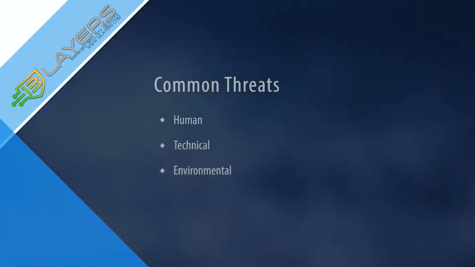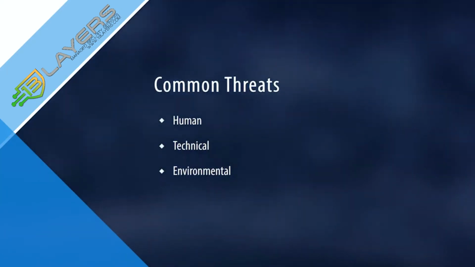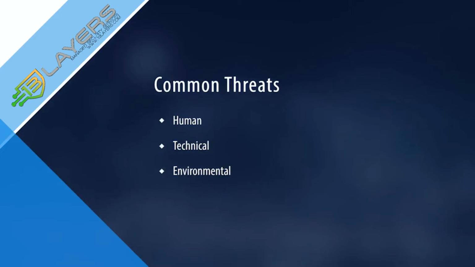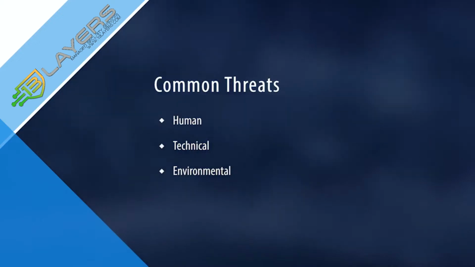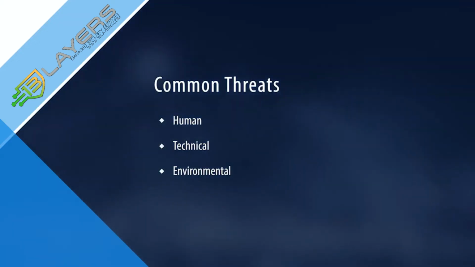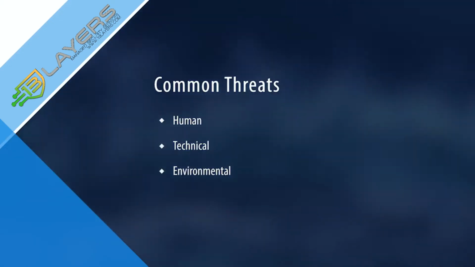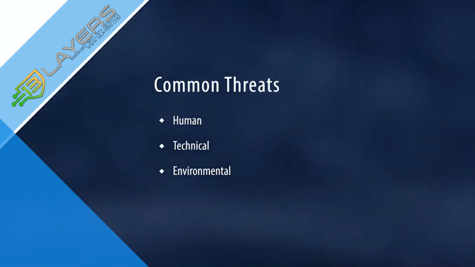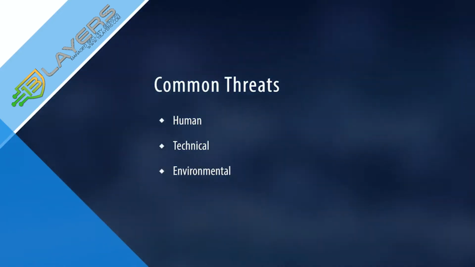There are some common threats to information security. These threats include, but are not limited to, human, technical, and environmental threats. Examples of human threats include disgruntled employees, customers, criminals, terrorists, hackers. Examples of technical threats include configuration errors, obsolete equipment or software, or malicious code such as a virus. Examples of environmental threats include floods, power outages, fire, severe weather, or a pandemic.